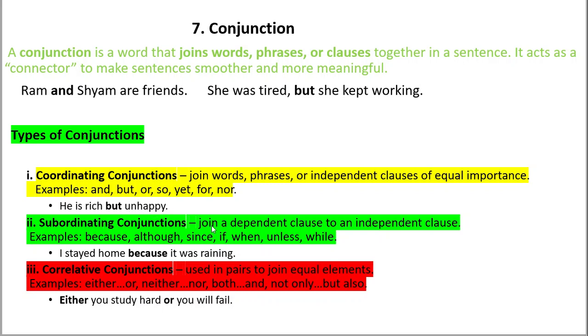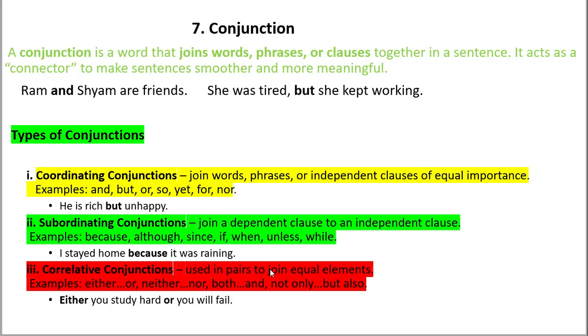Subordinating conjunctions join a dependent clause to an independent clause. Examples: because, although, since, if, when, unless, while. I stayed home because it was raining. Correlative conjunction.